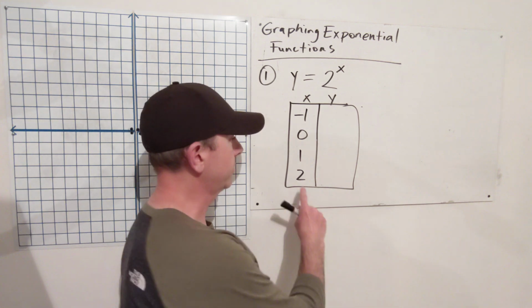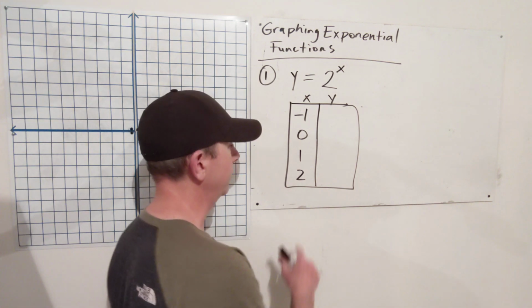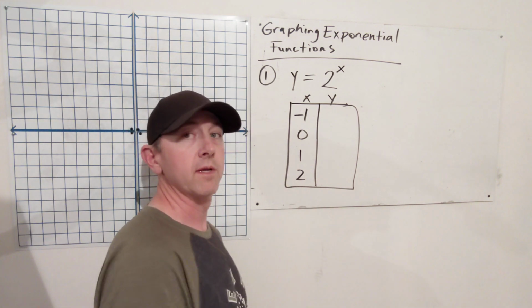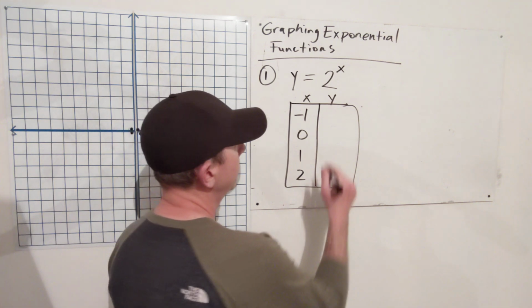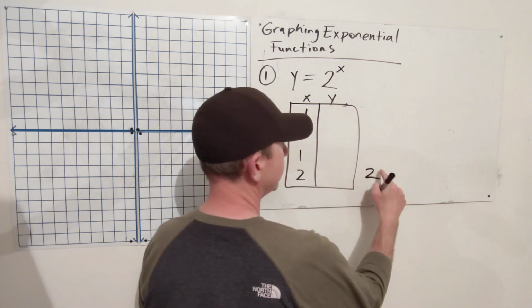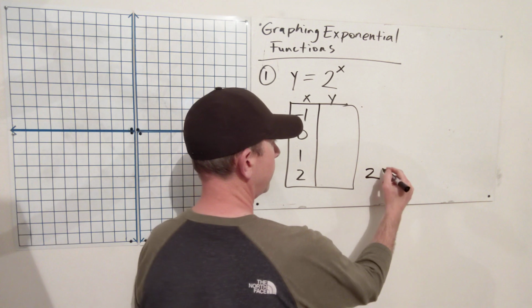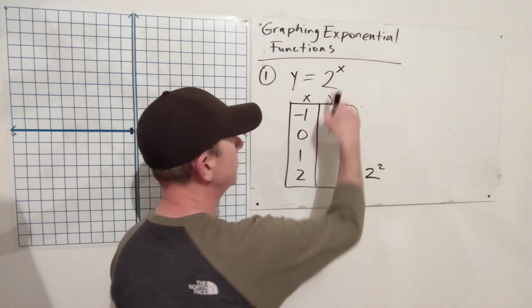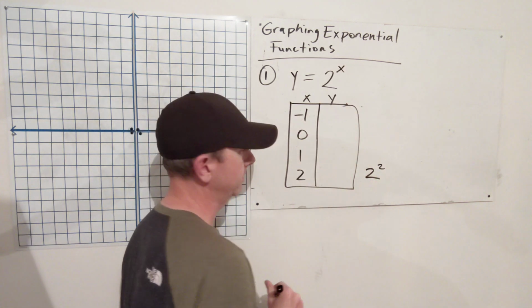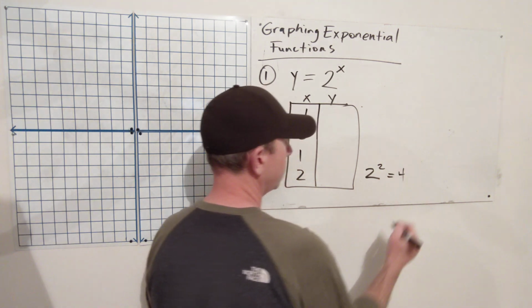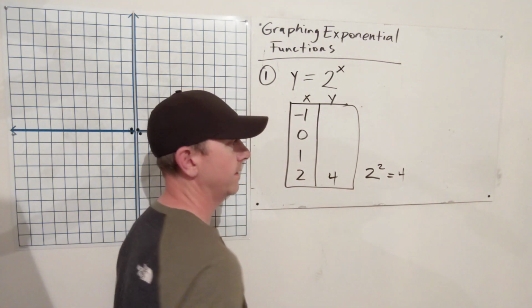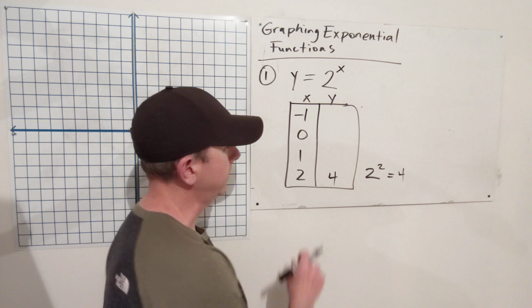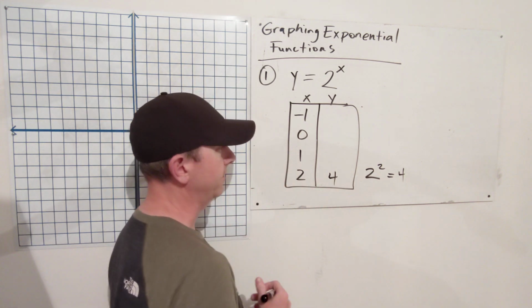Now, I typically start to show students with the one at the bottom, the +2, because that's the one that's sometimes easiest for them to think of as an exponent. So all we're going to do is take 2 to the x power, and we plug in 2 into that spot where the x is. So 2 squared is equal to 4, so we put a 4 right there. Okay, so that's how I get the point 2, 4, which we'll graph here in a second.